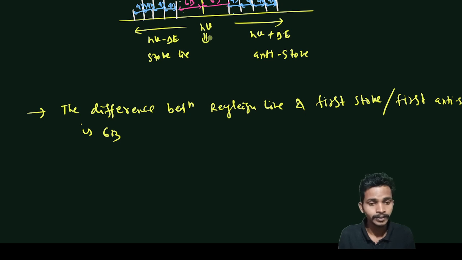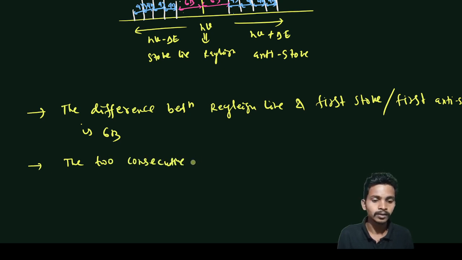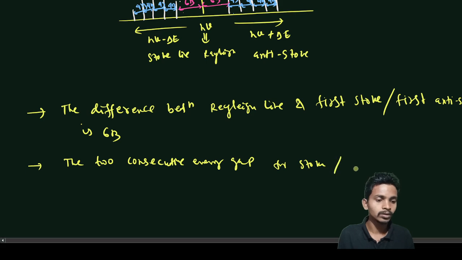From this is the Rayleigh lines. So the difference between the Rayleigh line and the first Stokes or first anti-Stokes line is 6b, and the energy gap between two consecutive Stokes or anti-Stokes lines is 4b.